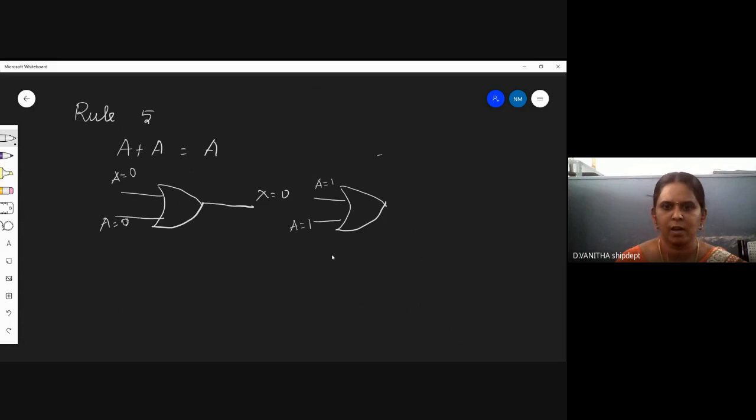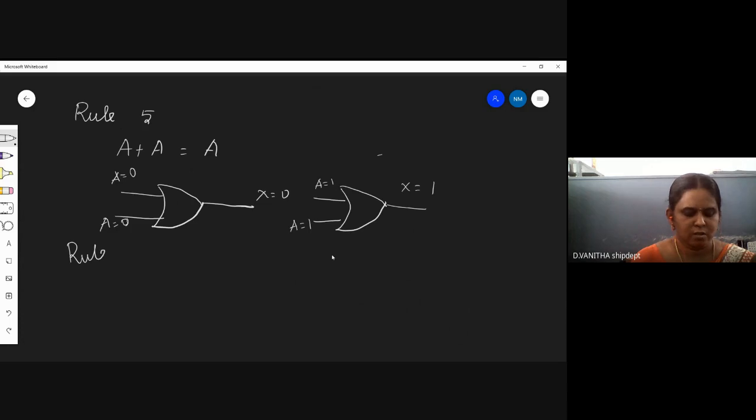Both will be 1. So we have X is equal to 1 only. So whatever may be the value, that has come as 1. Here both we have to take A only. Only two conditions we have to take: A is equal to 0, and another A is equal to 1. We cannot take this because both are A only. So only two conditions have to be satisfied.